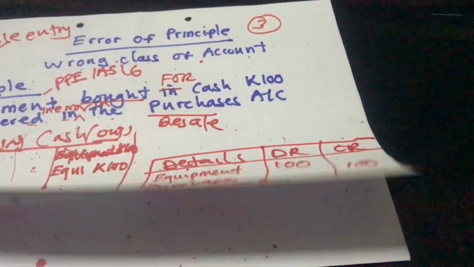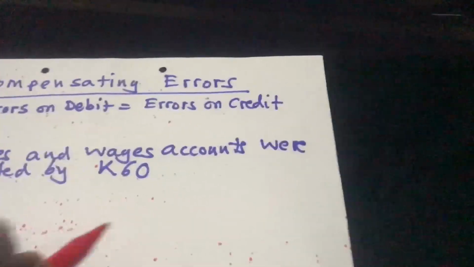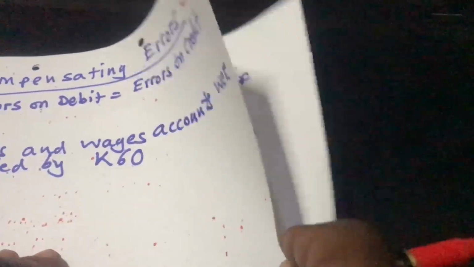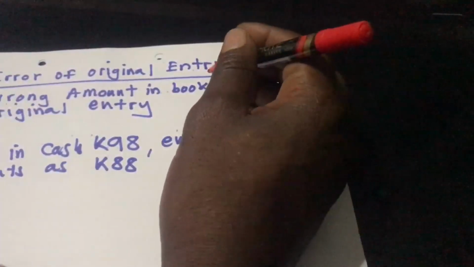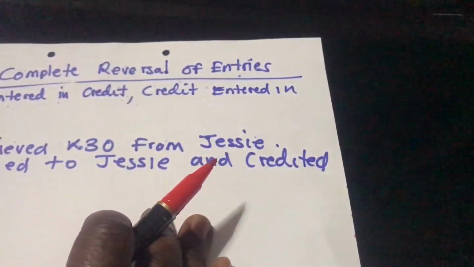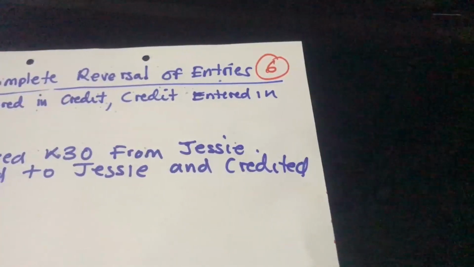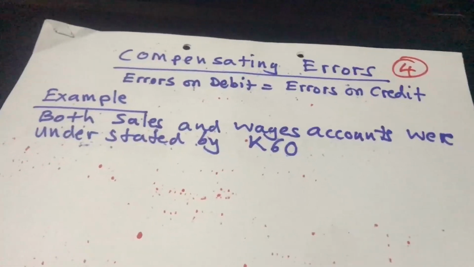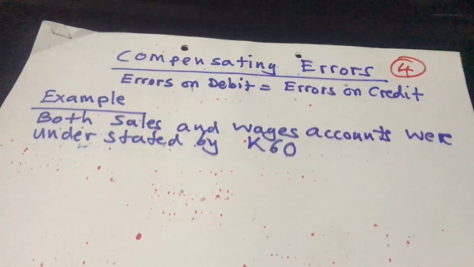Okay, so now I'm going to give you homework where I would like you to do the same. You correct the compensating error. You also correct the error of original entry. You also correct the error of complete reversal. So I'd like to see what you are going to do, and then after you have tried out these particular questions, that's when I'm going to post the correct answers. So in case you don't post, then I won't be motivated to post as well.